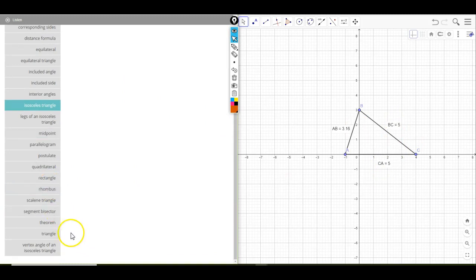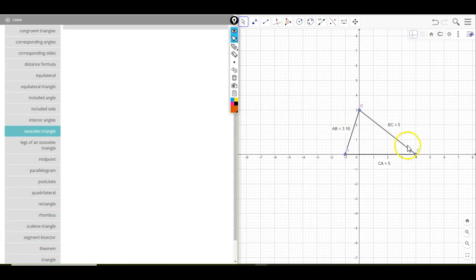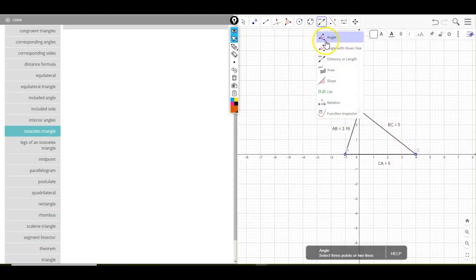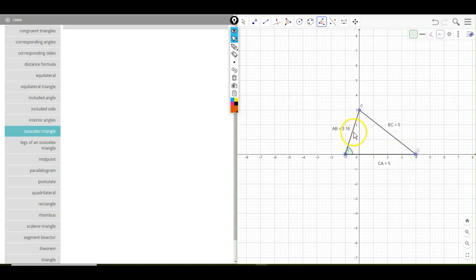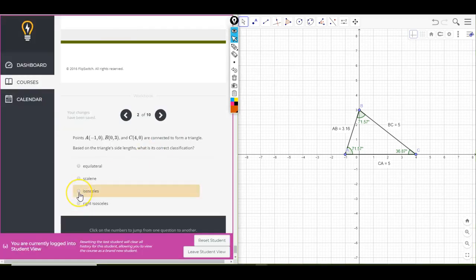The other option was a right isosceles, so that means we have to check to see if the angles are 90 degrees. One way you can use this tool is click on where we did the distance or length, click on angle, click CAB, that'll tell us this angle. ABC will tell us angle B, and BCA will tell us angle C. And if you can see them, I'm going to move them. We have 71.57 and 36.87. So no, it is not a right isosceles triangle. It is an isosceles triangle though. It is not equilateral because not all of the sides are the same. So that's one tool you can use in order to solve this.